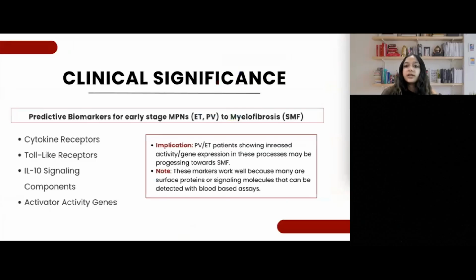These results suggest predictive biomarkers for progression from early-stage MPNs into fibrosis. For example, cytokine receptors, toll-like receptors, and interleukin signaling components could be monitored in PV or ET patients via frequent blood-based assays to detect these surface proteins and signaling molecules, which could help identify early signs of progression to SMF.